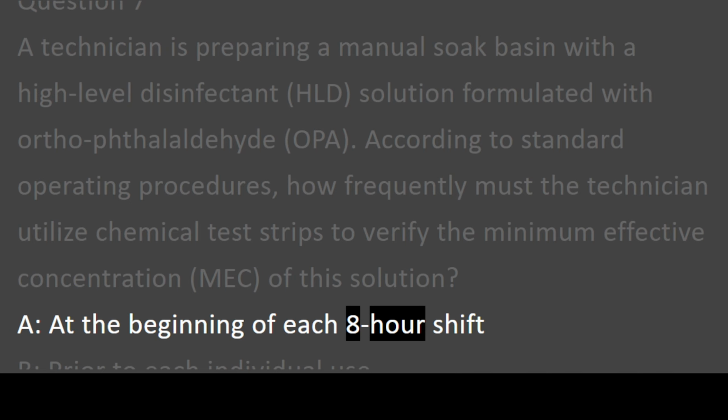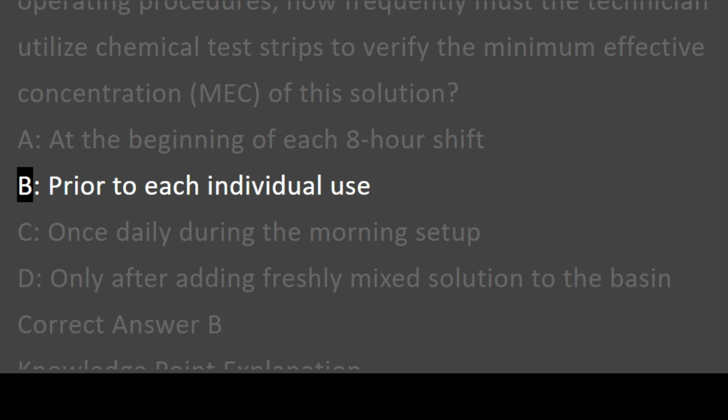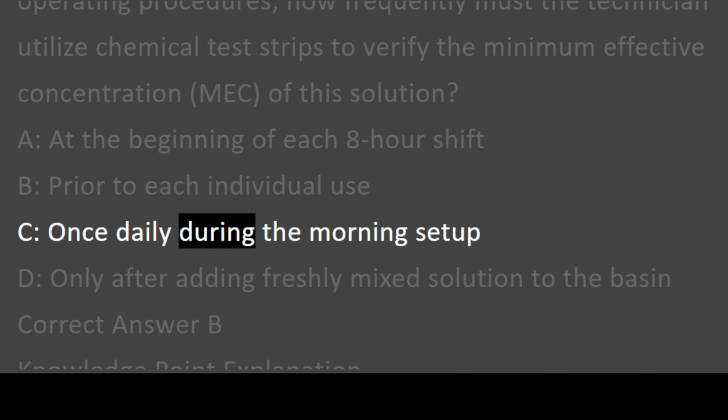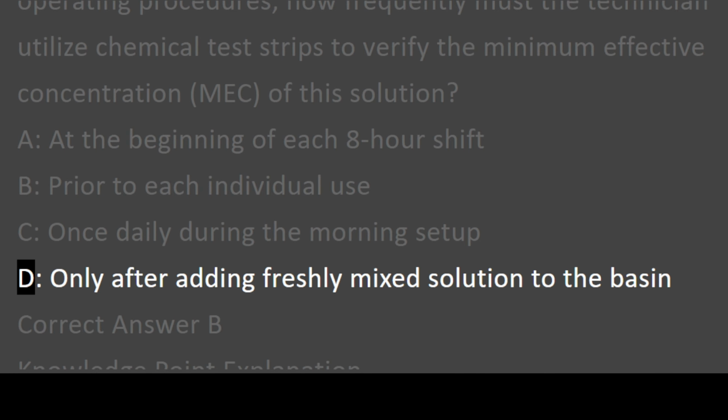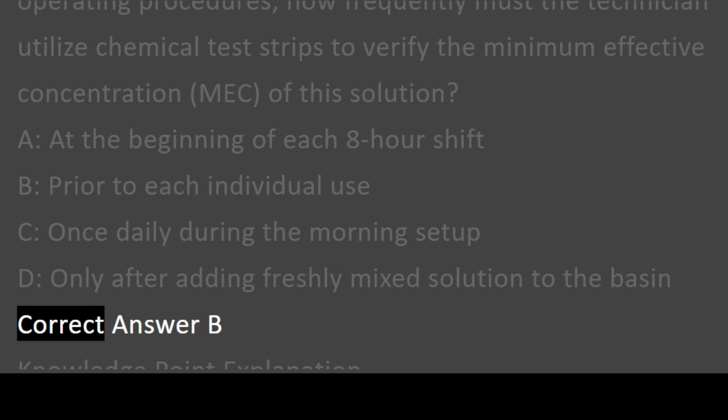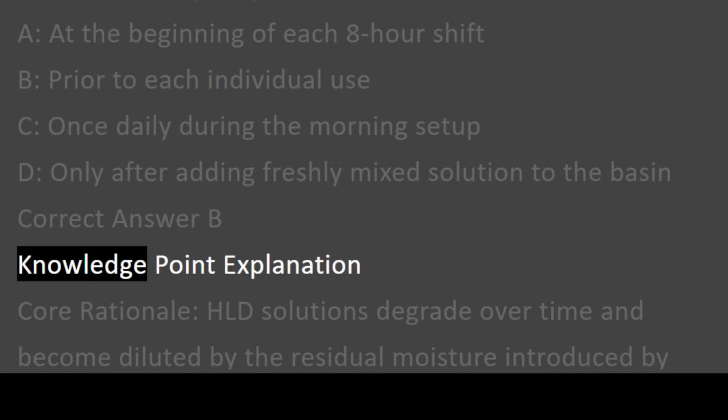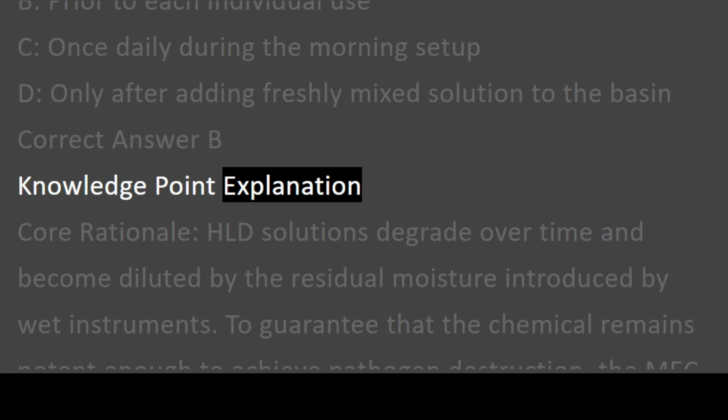A. At the beginning of each 8-hour shift. B. Prior to each individual use. C. Once daily during the morning setup. D. Only after adding freshly mixed solution to the basin. Correct answer B.